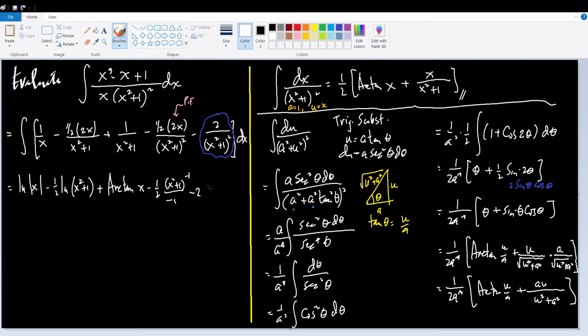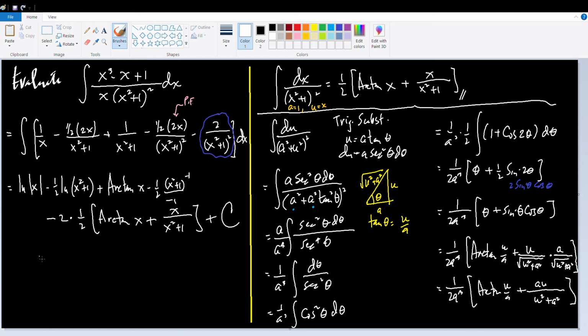So let me write the entire thing down below. So negative 2 times the answer here is 1 half quantity arctangent of x plus x all over x squared plus 1 plus c.